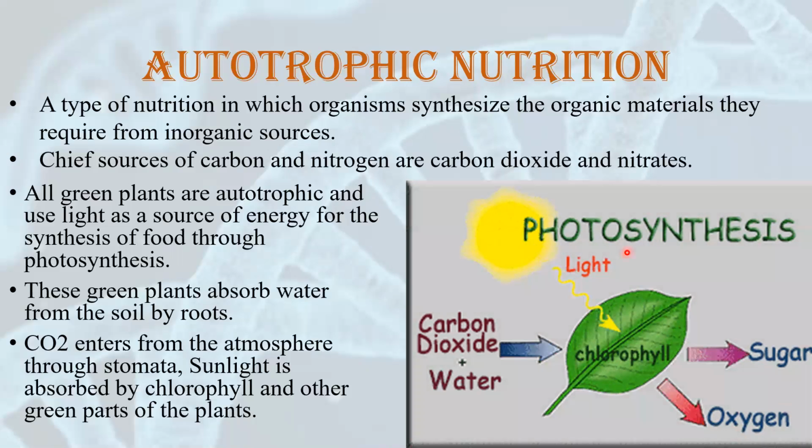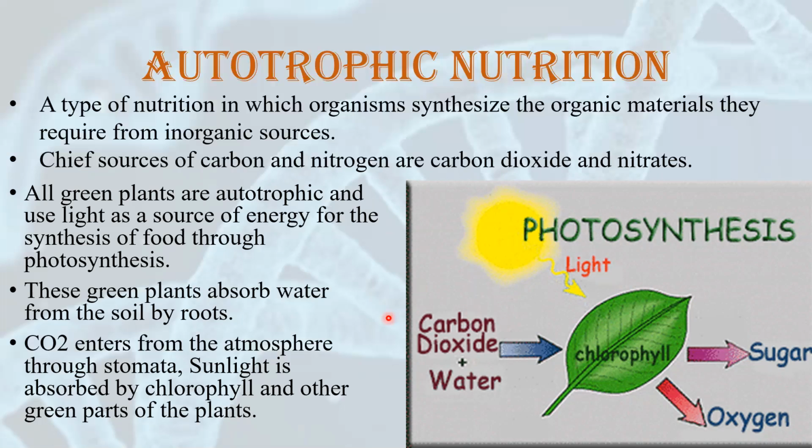This process is carried out by all the green plants. These green plants absorb water from the soil by roots. We all know that plants have roots, and these roots have a function of absorbing water and minerals from the soil. Why does a plant absorb water? So that it can be helpful in carrying out photosynthesis.